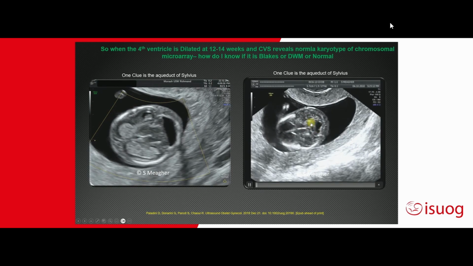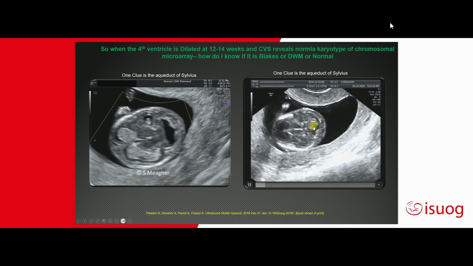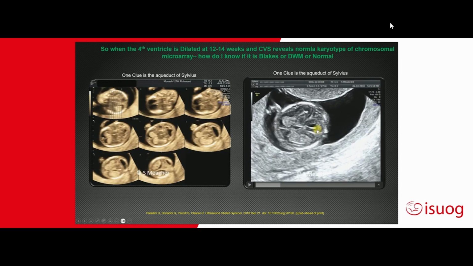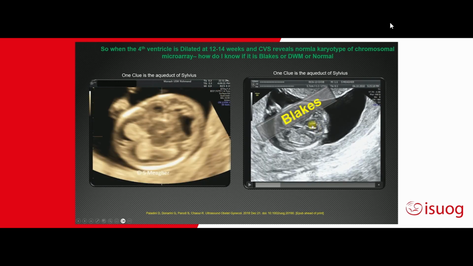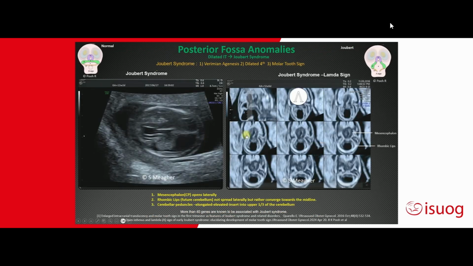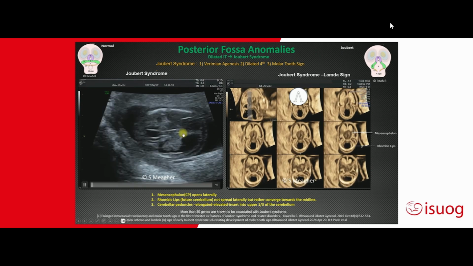Whereas if the aqueduct of Sylvius is dilated, as in this case, where you see an enlarged posterior cranial fossa with a dilated aqueduct, or a normal-sized aqueduct, then it's likely to be a Blake's pouch. So that may be a useful clue in the future, but we need more data to support that. Then there's Joubert syndrome. So let's start off with the axial.